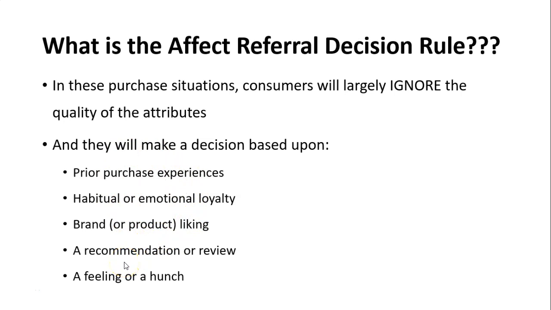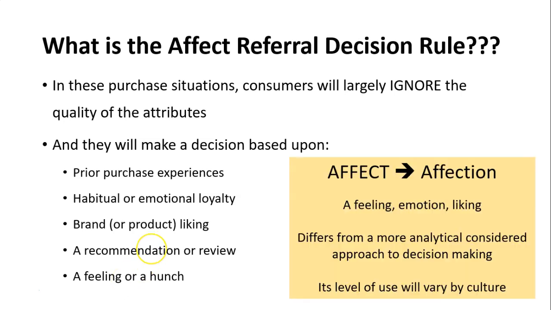Potentially somebody's recommendation or an online review or a series of them or a score. And even down the bottom, we just get a feeling that this is the one I want. Some sort of hunch or feeling, etc. Now, keep in mind this word affect, easy way to remember it is to connect it to the word affection. So we're making a decision, we're referring, hence the word referring, we're referring to some form of emotion, feeling, or liking. All the other decision rules tend to have a more structured analytical approach.